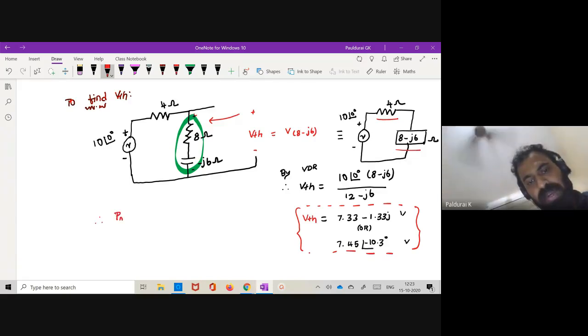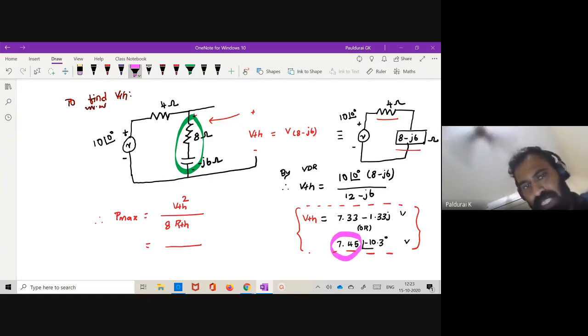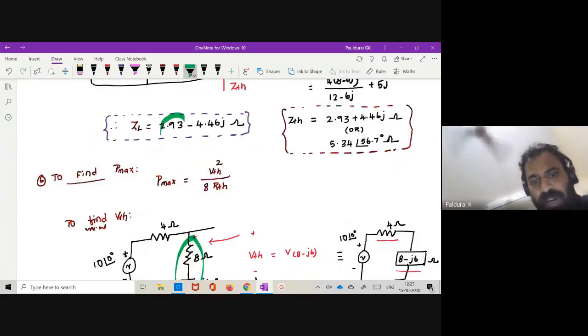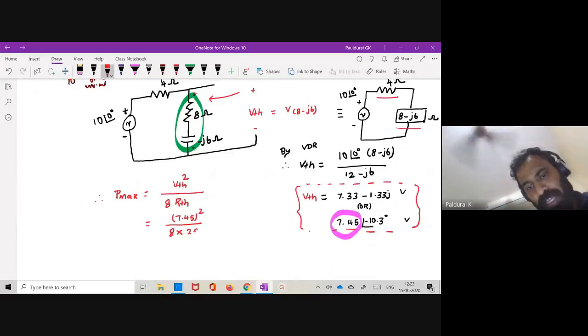Therefore, P max, you know the formula: VTH squared divided by 8 times RTH. VTH magnitude is 7.45. So this is 7.45 squared divided by 8 times, what is my RTH? As I told you earlier, that is the real part of ZL. It is 2.93. Yeah, this is my maximum power.